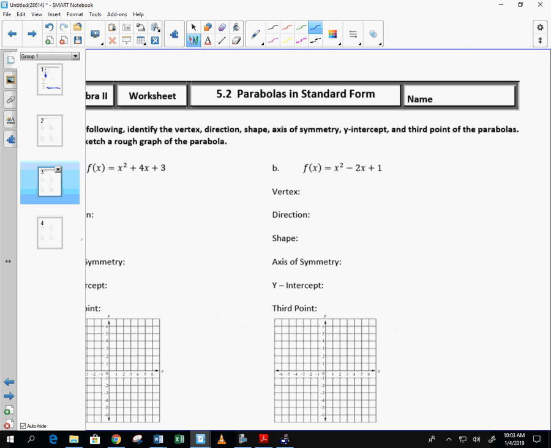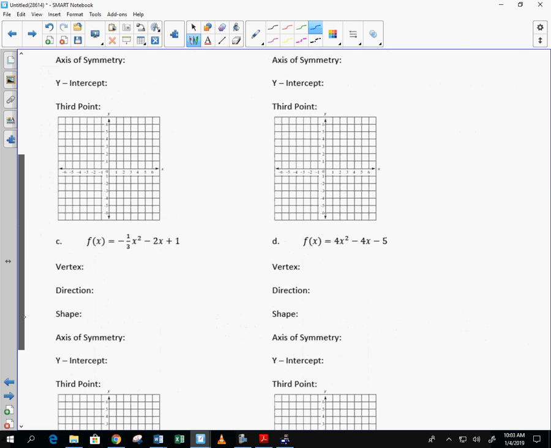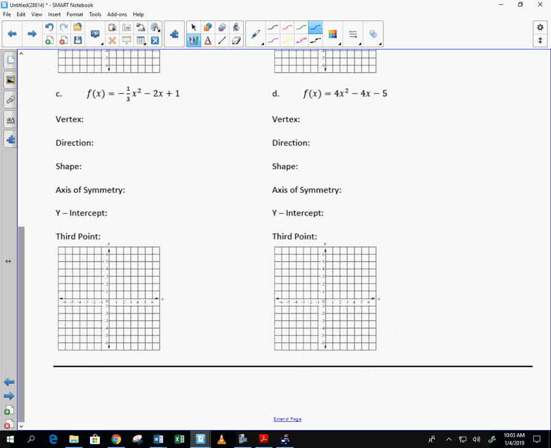So let's try two problems together then. We tried A and B yesterday. Let's do C. Let's start with the easy stuff. What's the easy thing to figure out here? Direction. What's the direction? It is down. Why is the direction down? Because I got a negative 1/3 out front. Awesome. So we got that figured out.